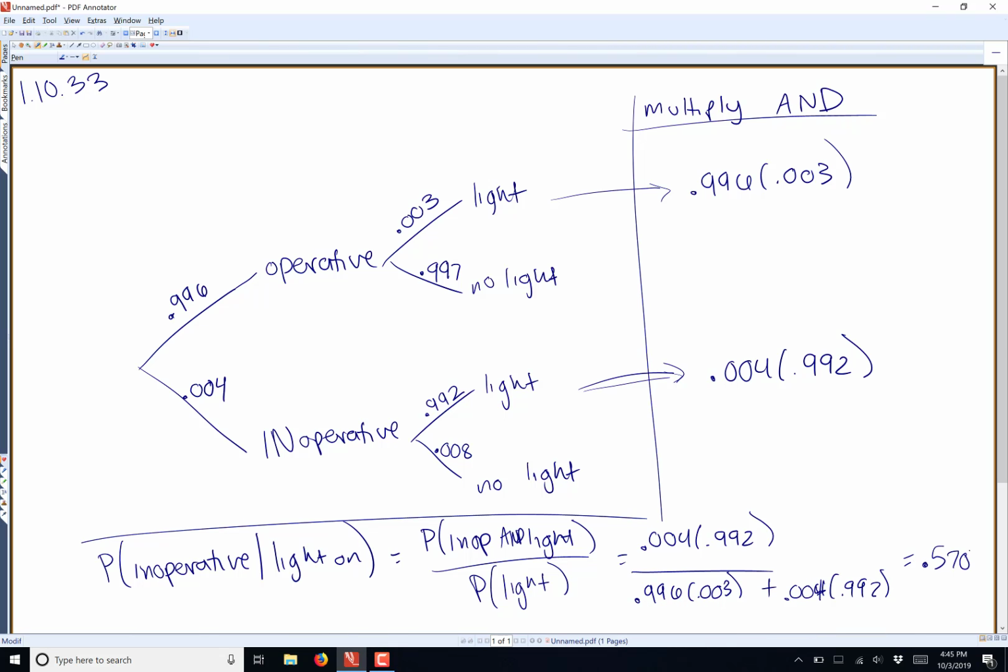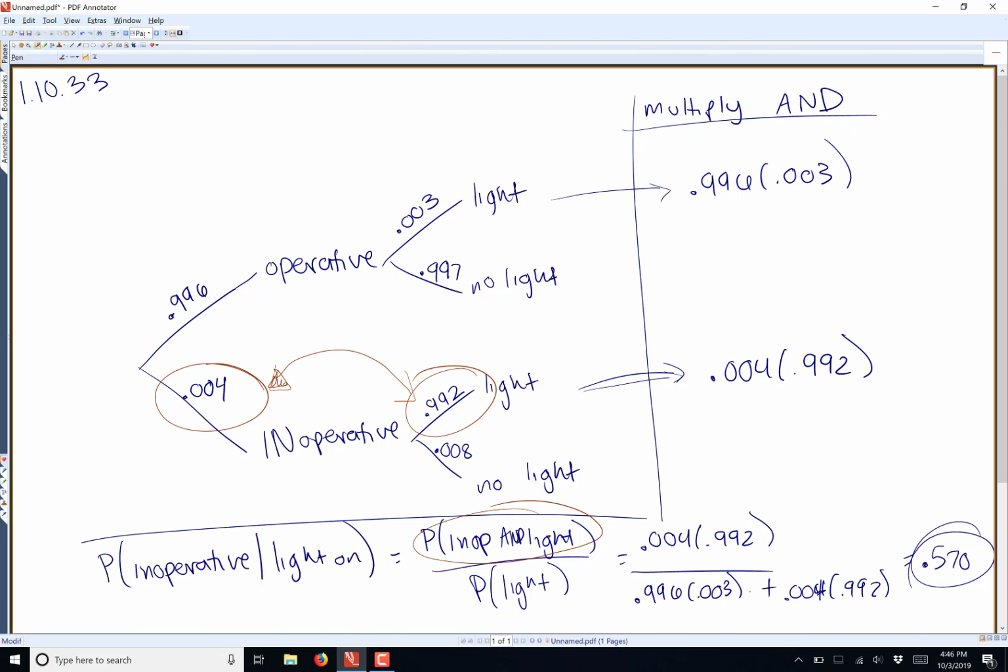So the probability of what we're looking for is 0.570. Now you'll notice I didn't actually use Bayes' theorem because I find that tree diagrams are much easier. Now, if you wanted to use Bayes' theorem, you can, because this probability of inoperative given your light, right here, how did we do that? We had to multiply this probability and this probability. Bayes' theorem just says multiply these two probabilities, and that's what you put on top.